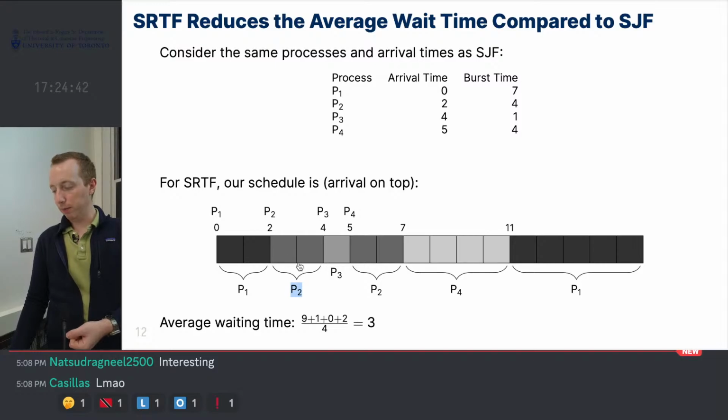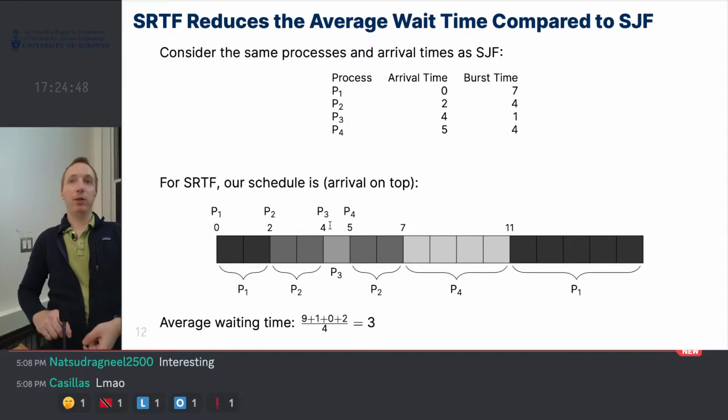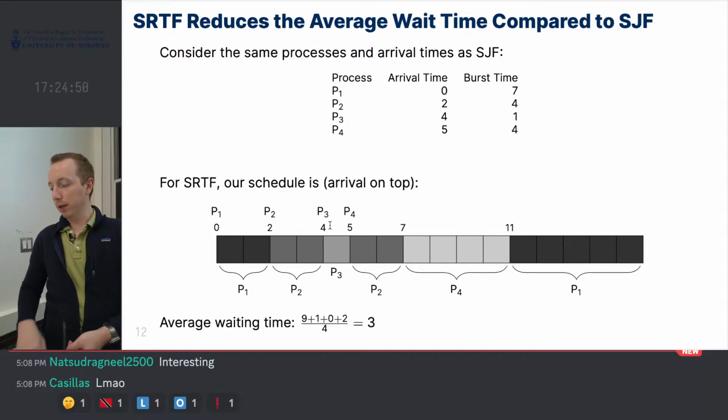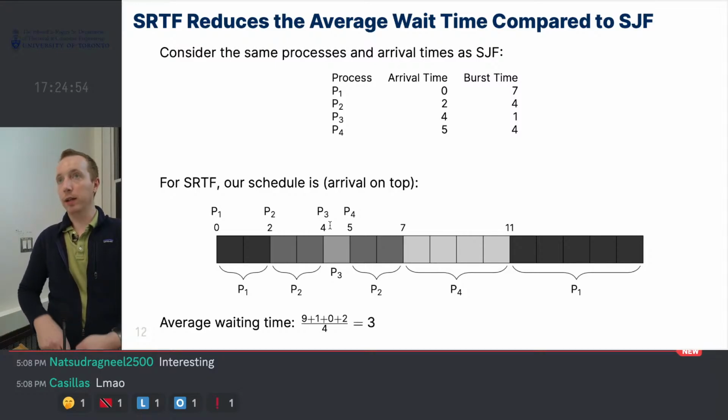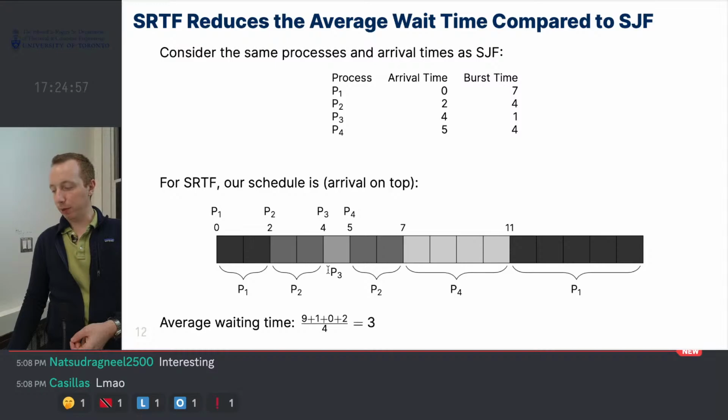So P2 would run for 2 time units, then at time 4, P3 comes in. P2 has 2 time units remaining. P3 only executes for a total of 1, so it has 1 remaining. That's shorter. We'd schedule P3. So schedule P3 for 1, and then it's done.